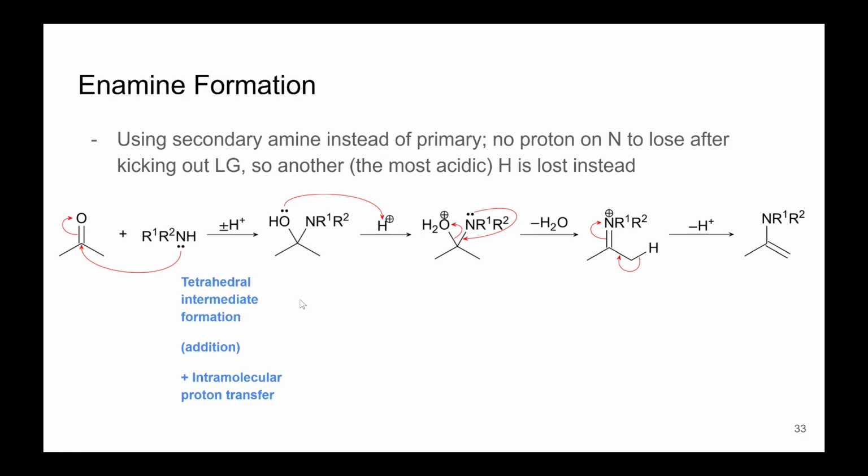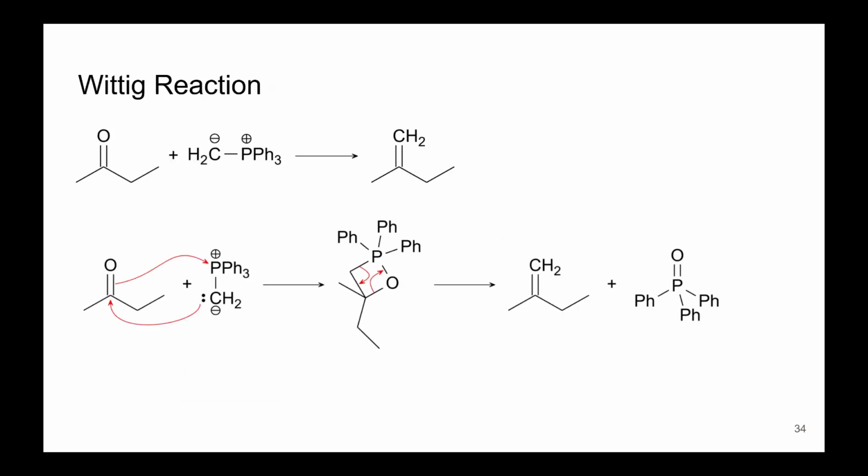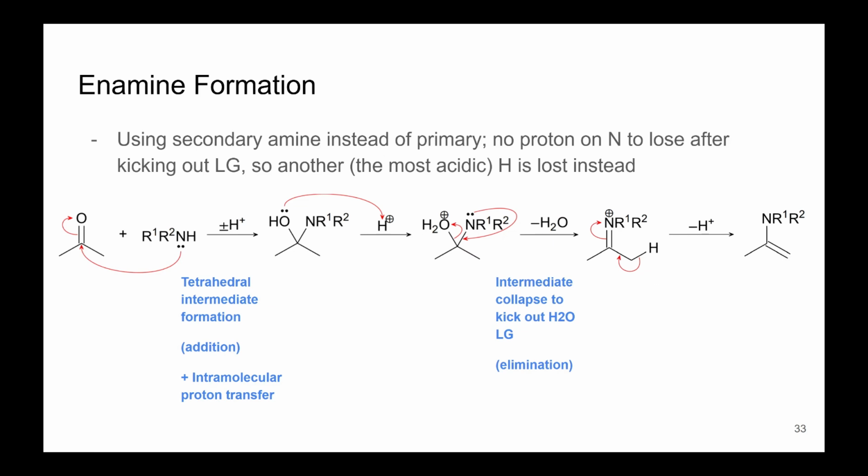So you have your tetrahedral intermediate formation. You have your addition reaction, and then your intramolecular proton transfer, and then your intermediate collapse to kick out the H2O leaving group, the elimination step, and that will give you your final product after losing the most acidic proton.